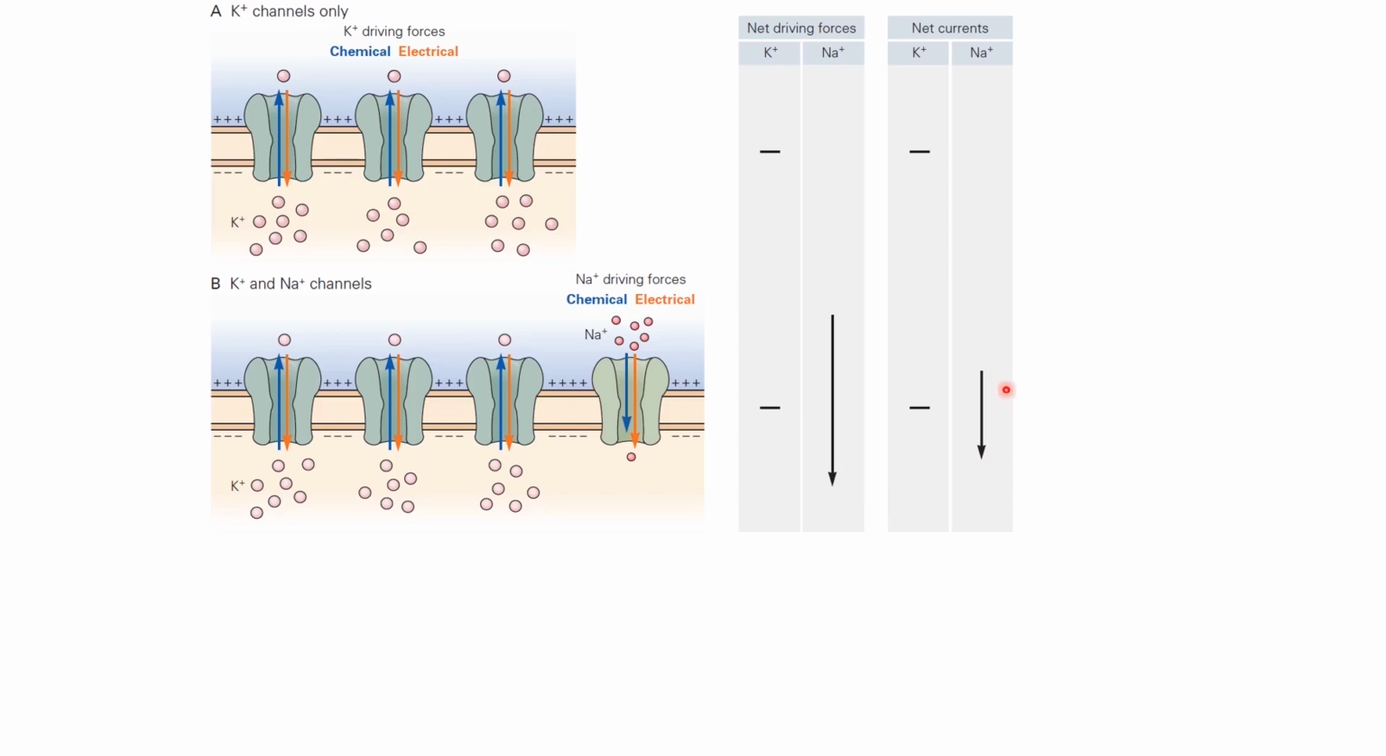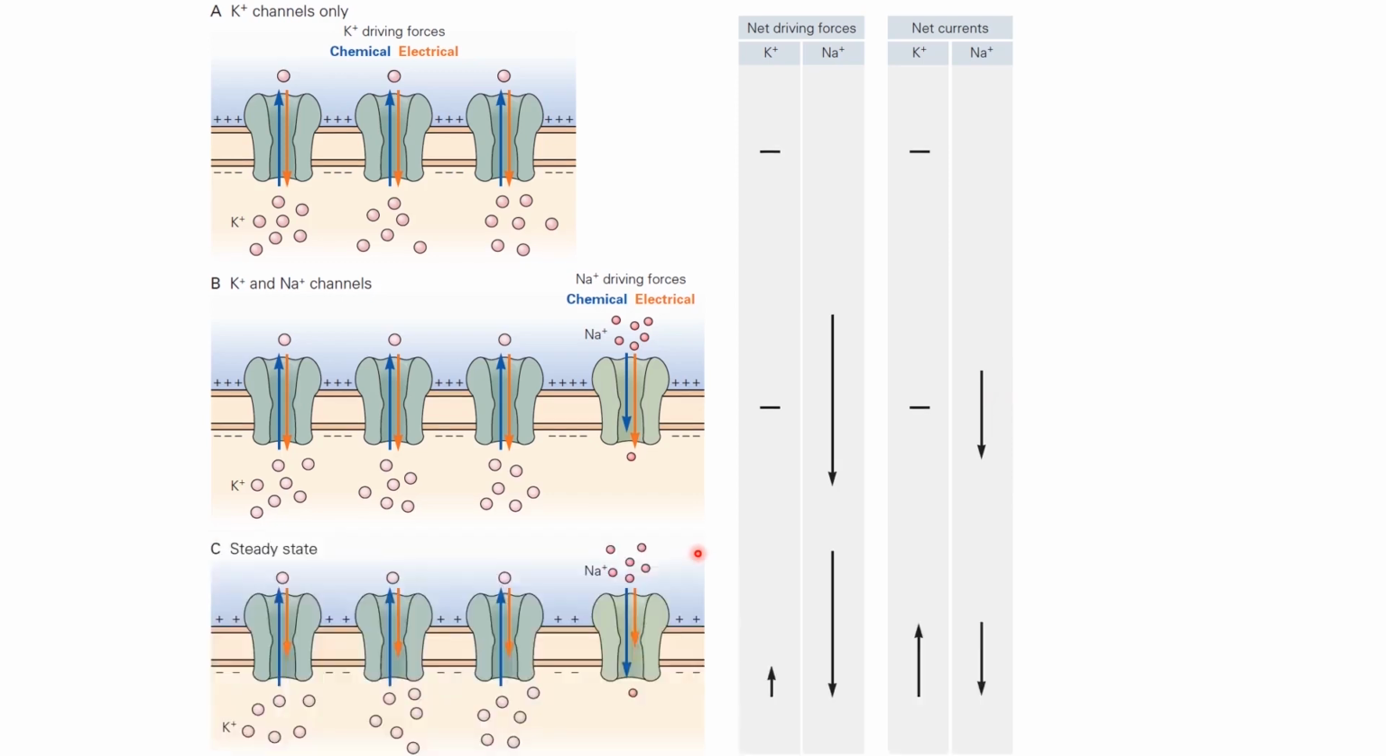So the current depends both on the driving force as well as the number of channels that are present. As the sodium ions continue to move, they will make the membrane less negative, or more positive, and therefore the electrical gradient for sodium ions will reduce over time. While the chemical gradient, we can assume that it does not change much, because the number of ions present outside and inside are quite large. So the movement of a few ions does not change the gradients very quickly.